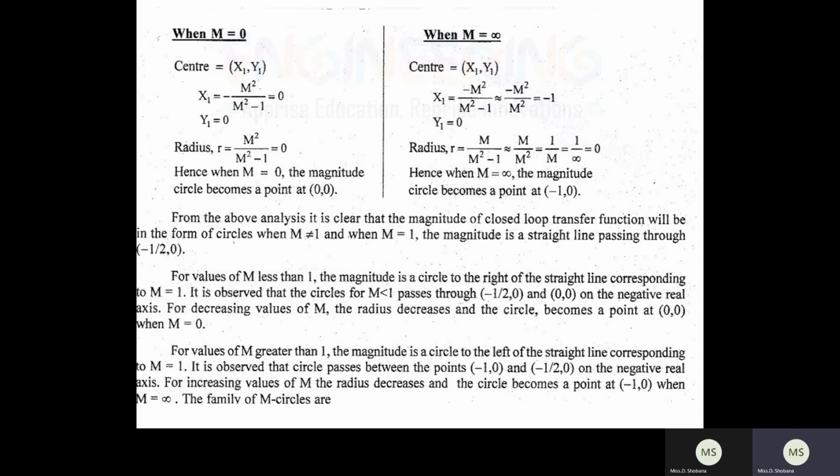If m is increasing from 0 to 1, the m circle will fall on the right hand side. If m is increasing further, greater than 1, then the m circle will be decreasing on the left hand side, and when m is infinity, it will be obtained as a point at minus 1. Okay, so that will be the m circle.